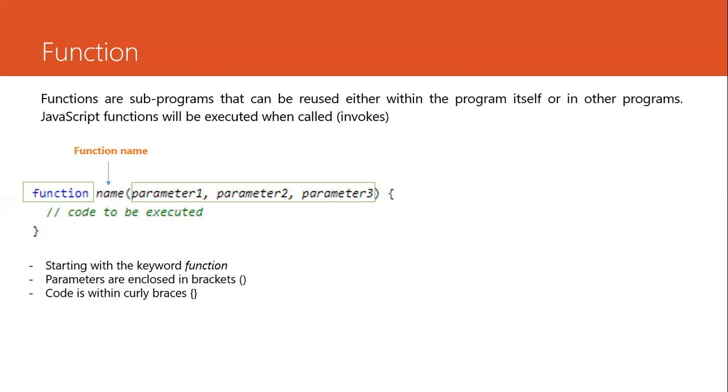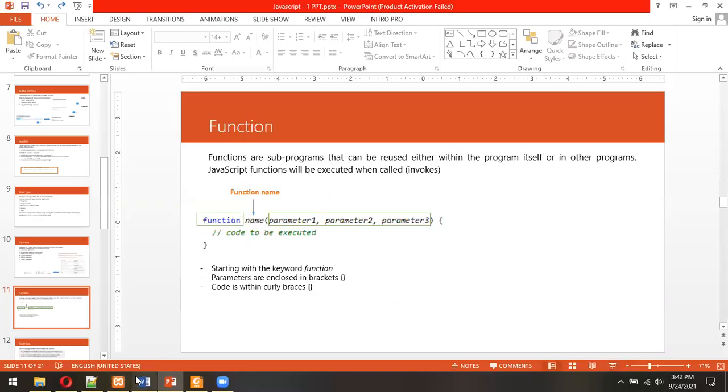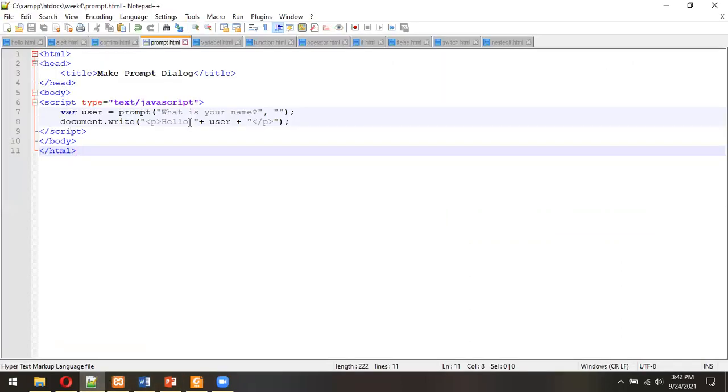After that, we add the function name, and usually a function has parameters. So what is a parameter? A parameter is a value that will be received or processed by that function. A function can also have no parameters. If we have no parameters, usually after the name of the function, it will be empty.